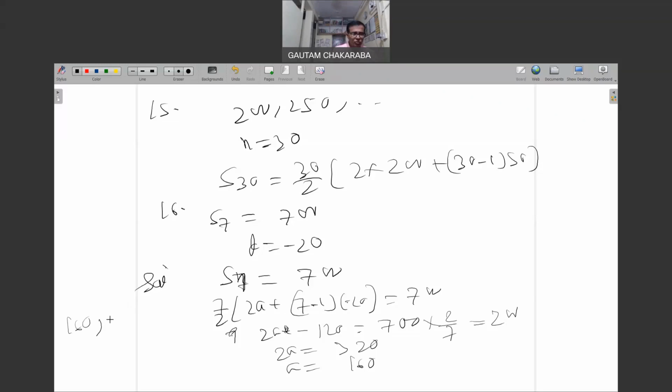Second is also 140 and third is 120 and so on, because each class price is 20 less than the previous. So that means prices are 160, 140, 120 and 100 and so on. Okay, understood?